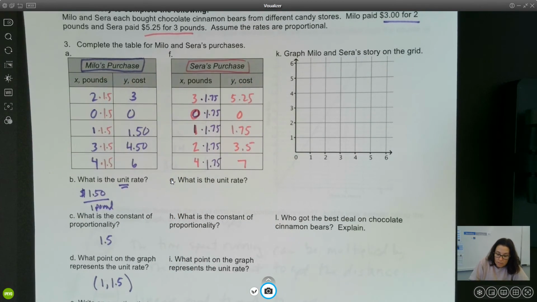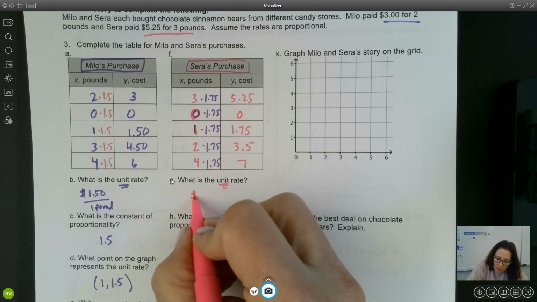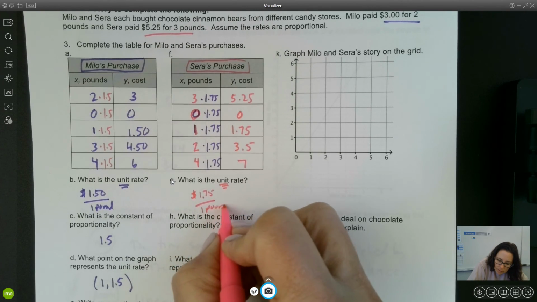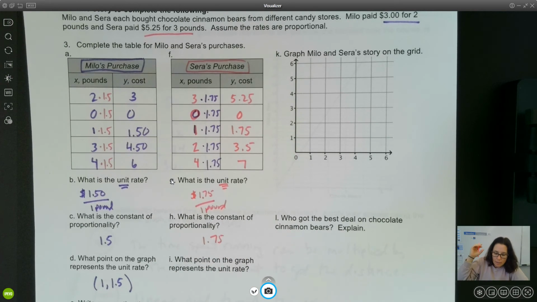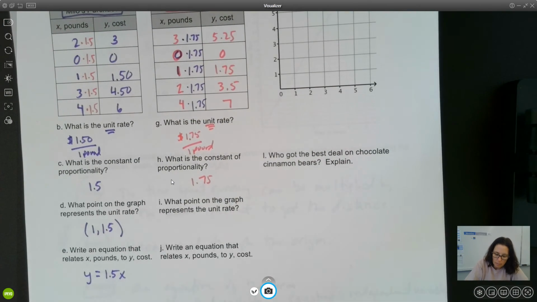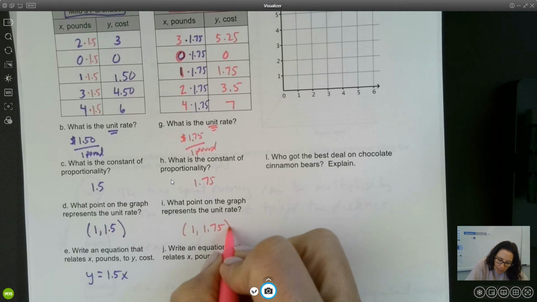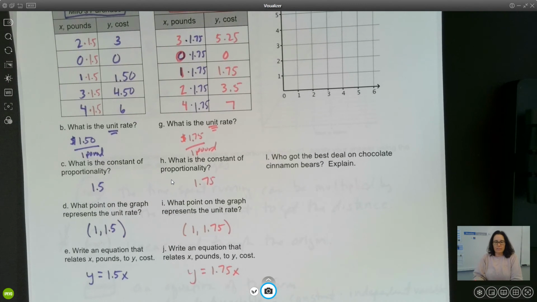The unit rate, be very careful, unit rate, $1.75 per 1 pound. The constant of proportionality is just the numeric value of that unit rate. The point on the graph that represents this is (1, 1.75), and an equation to represent this would be y equals 1.75x.